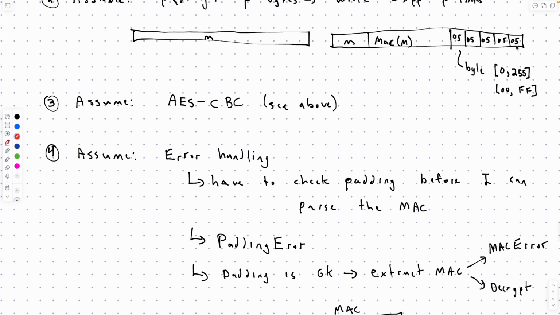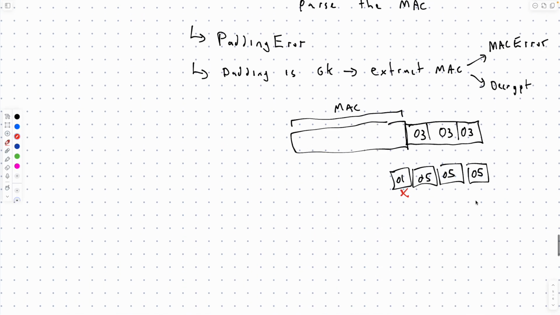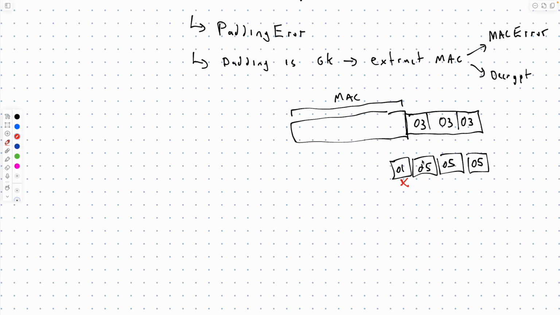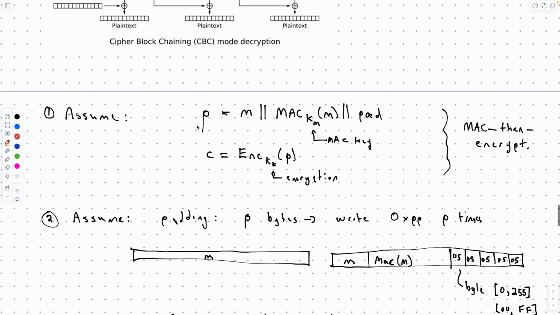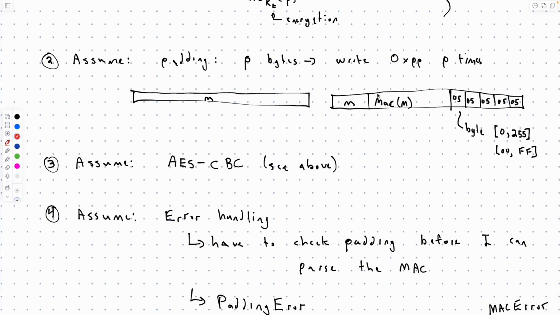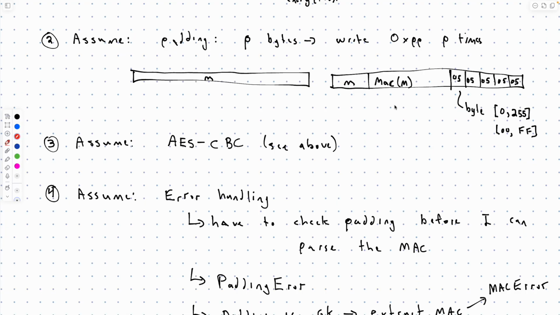Okay, so you look at the last byte, and then you're expecting that to be repeated that many times, and if it isn't, then you throw a padding error. If the padding is fine, then you extract the MAC, and then you check the MAC against the message. So you run the message through the MAC algorithm and compare the output to what's sitting here. And if it matches, then decryption is good. And if it doesn't match, then there's another kind of error, which is a MAC error. So the padding was okay, but there was something wrong with the MAC.